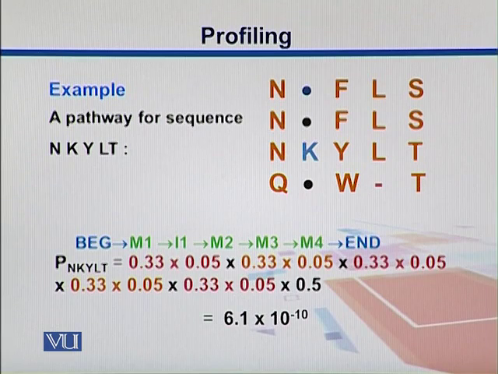So we take all those probabilities, emissions and transitions, and we multiply them with one another, and finally we can come up with the overall probability of this sequence, NKYLT, which is equal to 6.1 times 10 to the power minus 10.